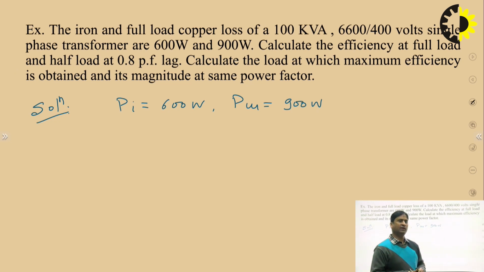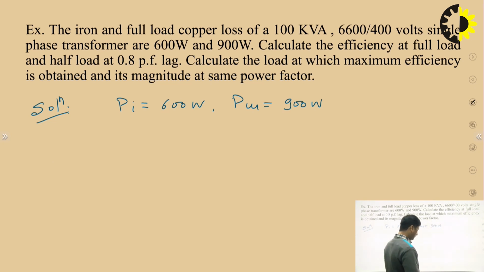Now it has to be calculated: the efficiency at full load and half load at 0.8 power factor. So we have to calculate the efficiency at full load and half load at a particular power factor, 0.8 lagging. We have to calculate the load at which the maximum efficiency is obtained and its magnitude at the same power factor. So first of all, we will calculate the efficiency of a transformer at single phase loading.